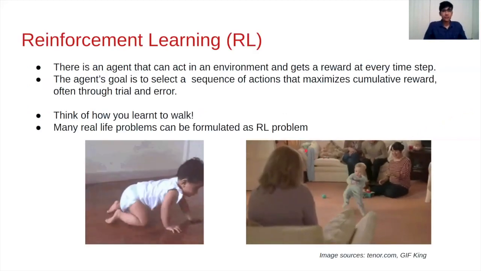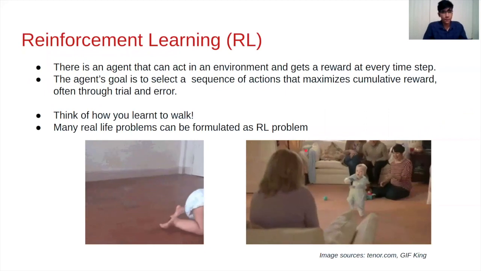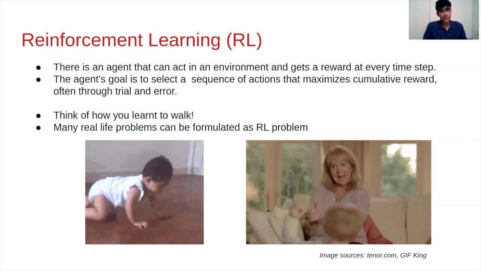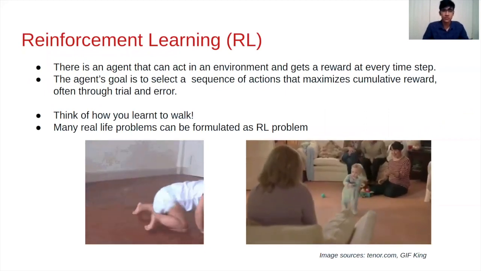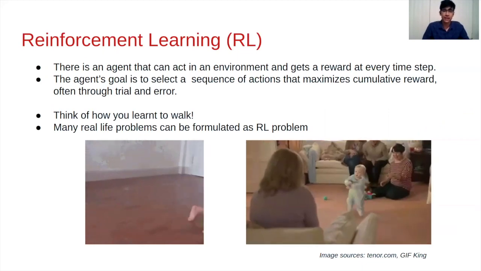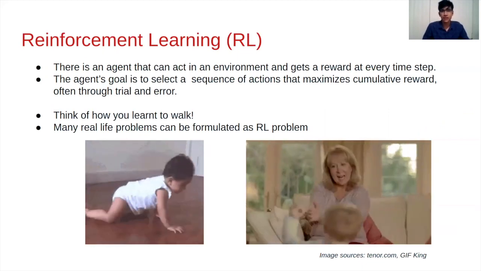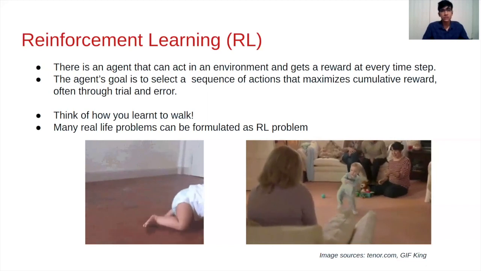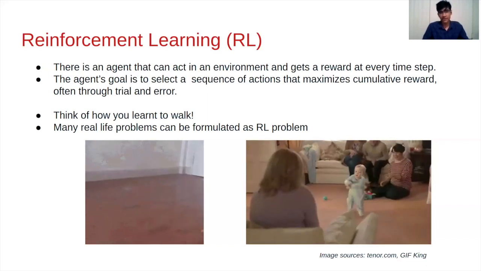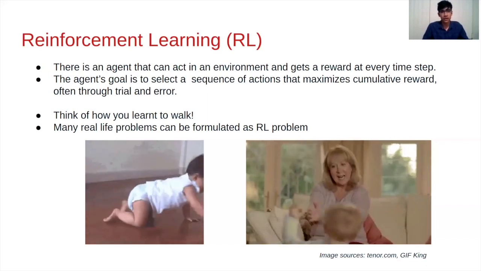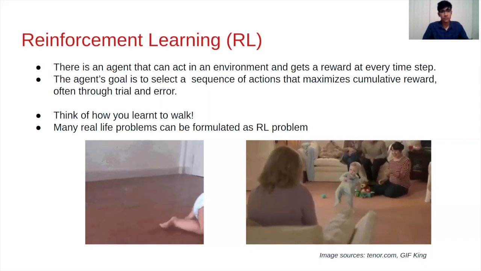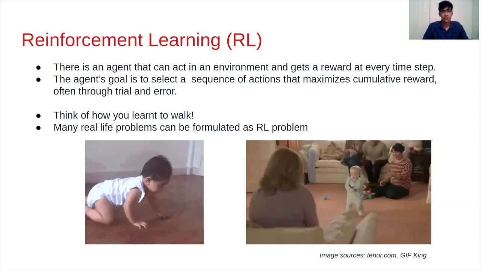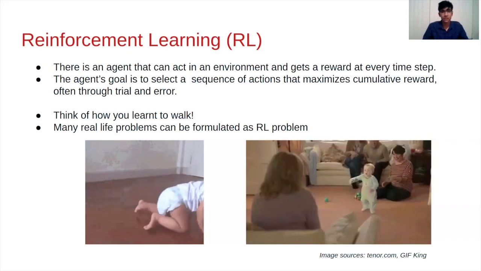And finally, we are coming to reinforcement learning. And this is where things get interesting. In reinforcement learning, there is an agent that can act in an environment and it gets a reward at every time step. The agent's goal is to select a sequence of actions that maximizes the cumulative reward. And reinforcement learning often happens through trial and error. You try something, you fail, you try again, you fail, and finally you succeed.